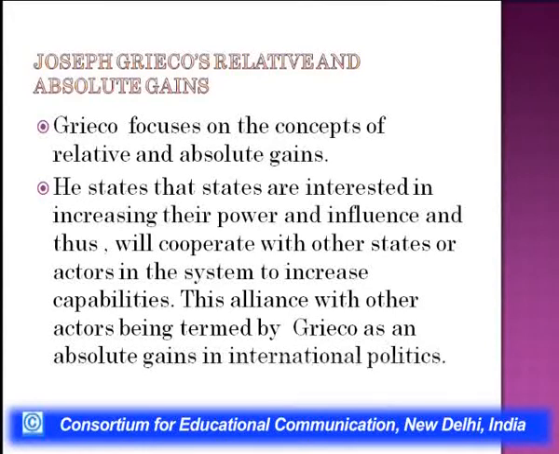When he explained what absolute gains are, he said that whenever a state interacts with other states, it tries to maximize its power and strength in international politics. For example, in the Cold War era, America and the USSR both tried to increase their influence in the South Asian regions, the Latin American regions and the African regions. The Americans wanted to increase their influence through the Marshall Plan in the European states.